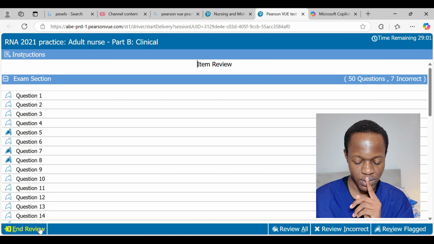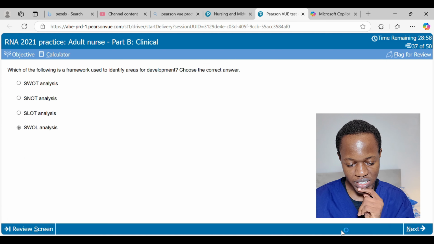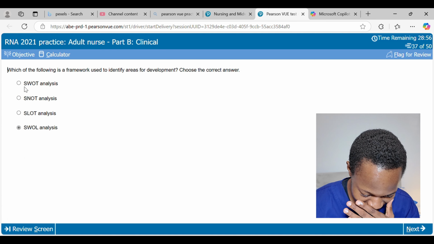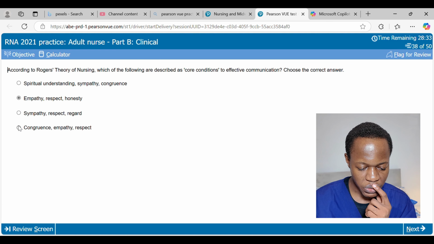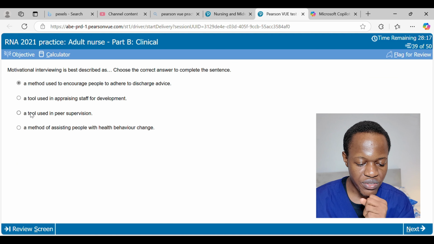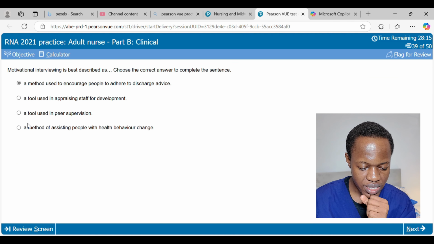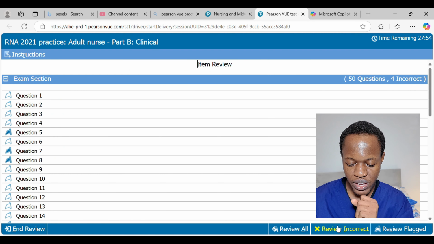School nurse. Yeah. So the next question says, this one, did I even think about it? So we got that right. This one I'm not so sure. I'm just going to choose one of these. Yeah, motivational interviewing is described as a tool used in appraising staff for development, I think. Okay, we got that right.